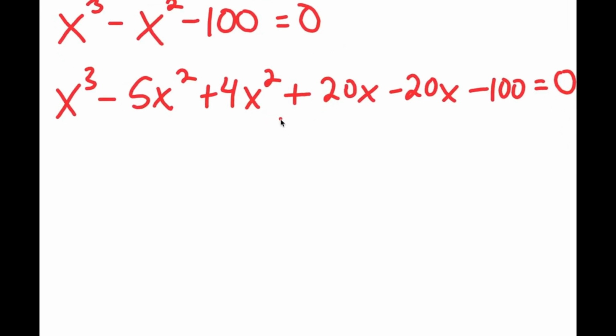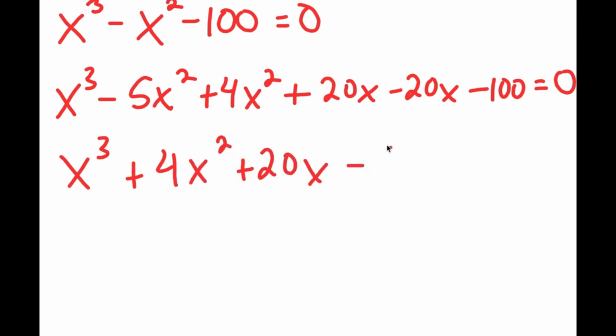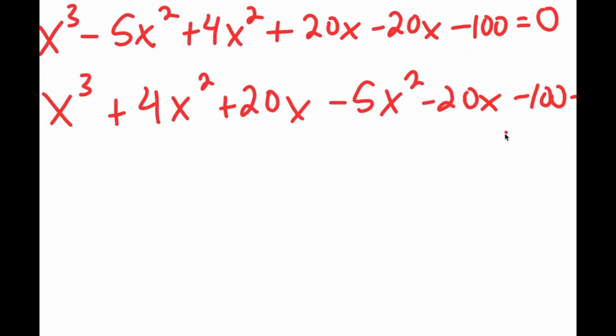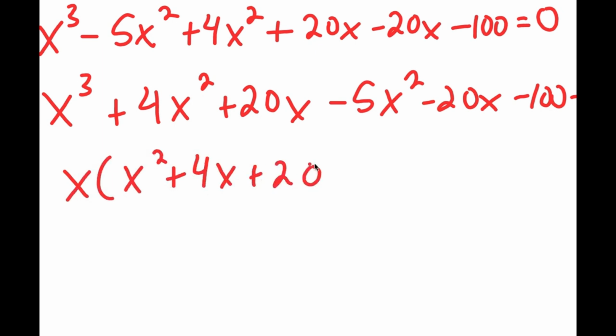So now from here, I can reorder this and make this equal to x to the power of 3 plus 4x squared plus 20x minus 5x squared minus 20x minus 100 equals 0. So now I can factor this much simpler. So from x to the power of 3 plus 4x squared plus 20x, I can factor out x, so I get x times x squared plus 4x plus 20.